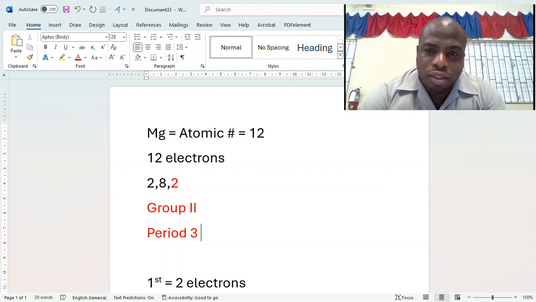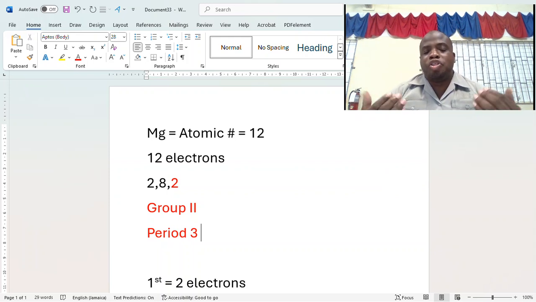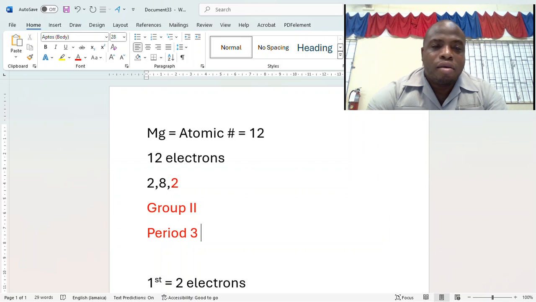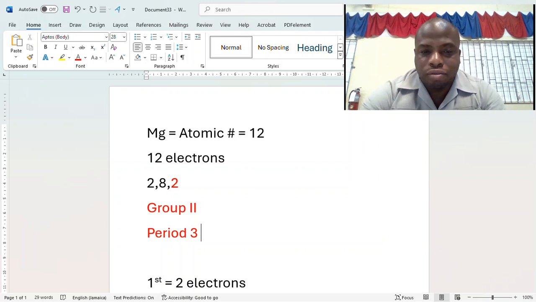Now bear in mind, sometimes we lose track of where we can find the element or the group. So once you know the atomic number, I didn't have to look on the periodic table to determine the group or the period that magnesium is in. You can do it for other elements, all the elements, to derive the group and the period.